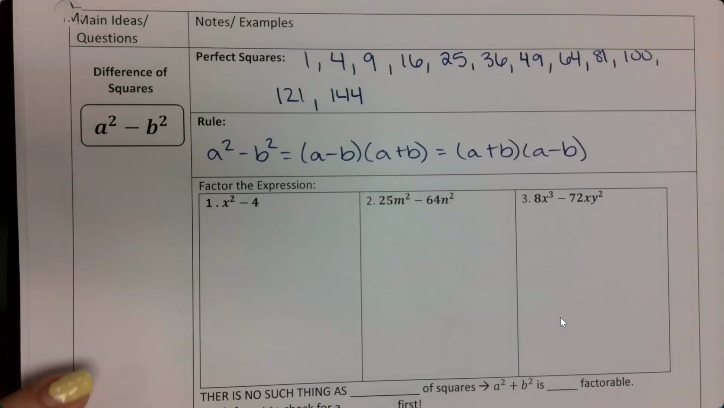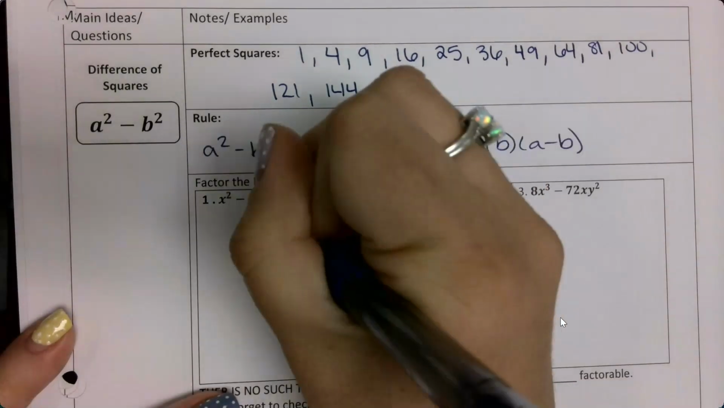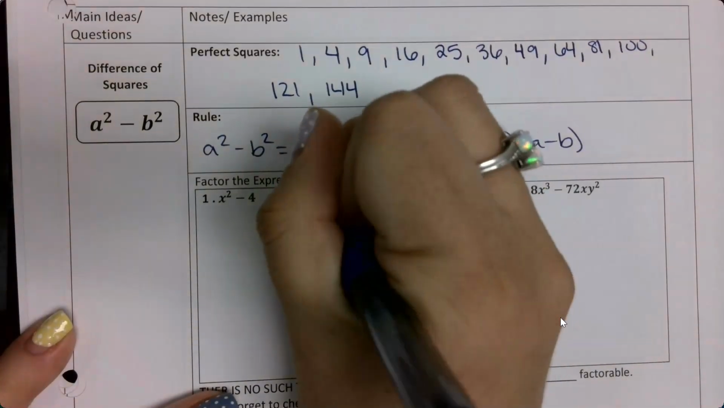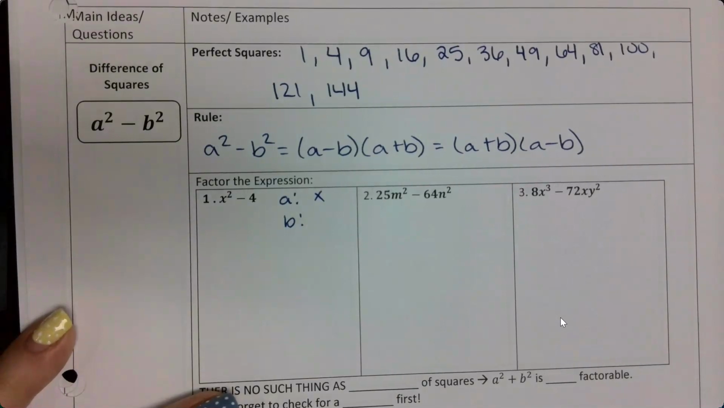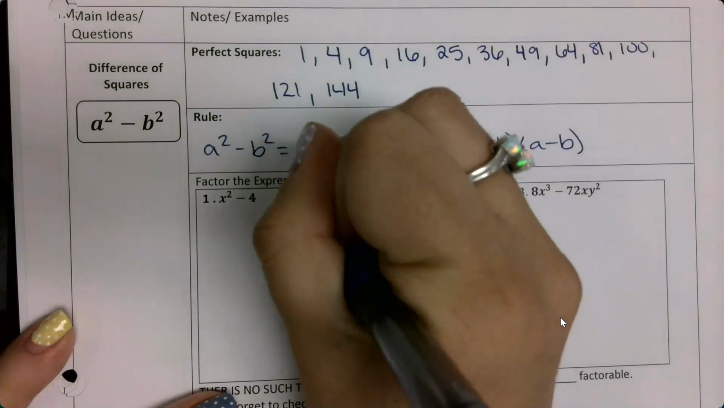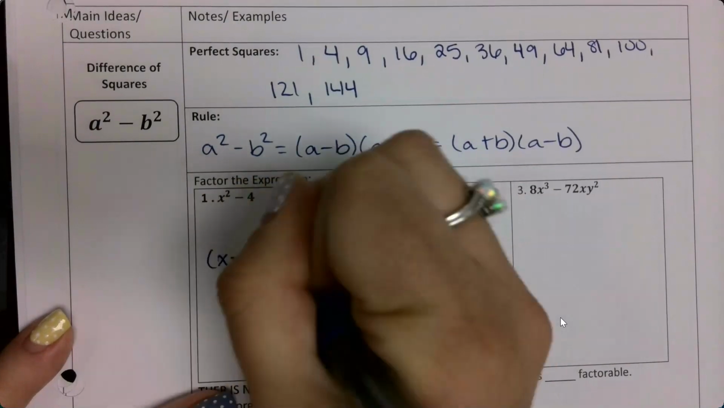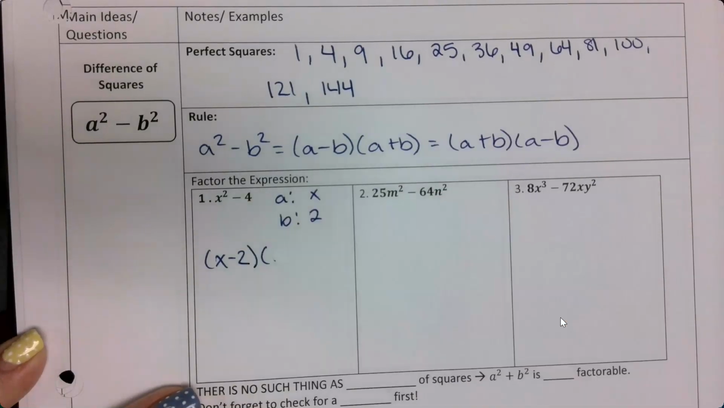Okay, so on number 1, what is my a value? What's the square root of x squared? X. And the square root of 4? I'm just going to look at the number ignoring the sign. So the square root of 4 is 2. I'm looking for what number times itself equals 4. So then I'm going to have x minus 2, x plus 2.